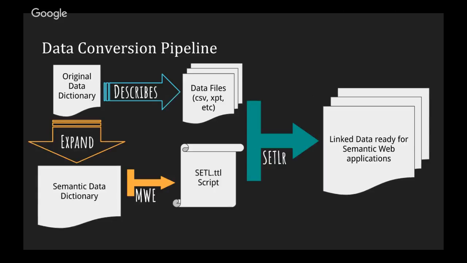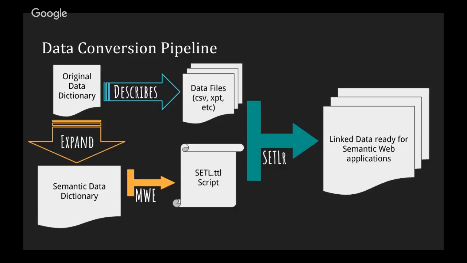This is sort of like the conversion pipeline. You would be given your original data dictionary and your data files from whatever source. In my case, like HBGD with the Gates Foundation data sets. You expand the data dictionary into a semantic data dictionary by adding those extra rows. And that would then work with the Mighty World Elephant scripts to generate the SETLr file that you need in order to run SETLr and actually get your linked data ready for semantic web applications.